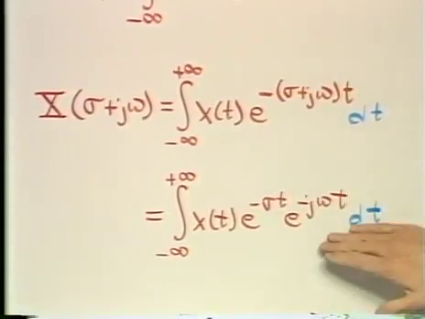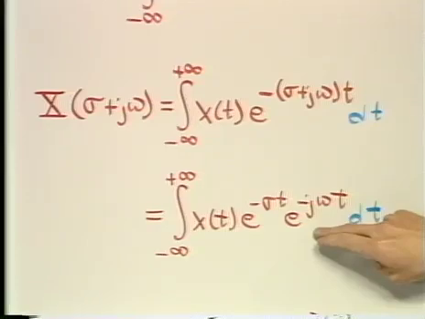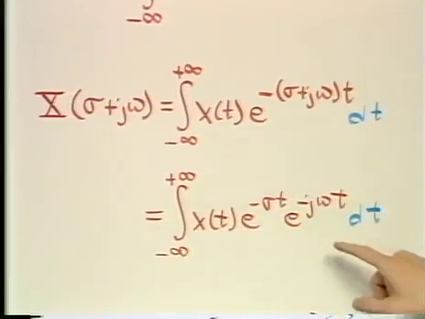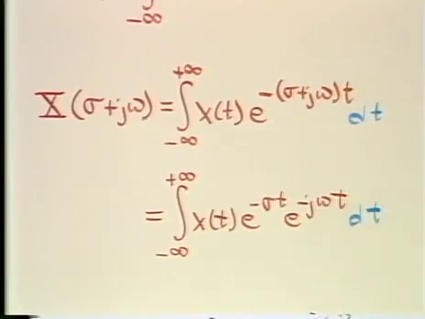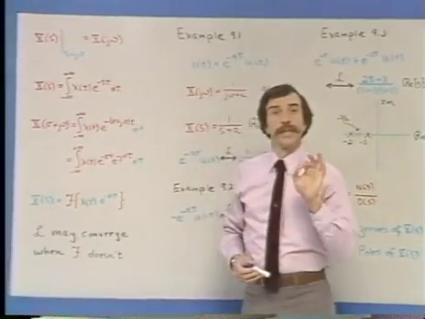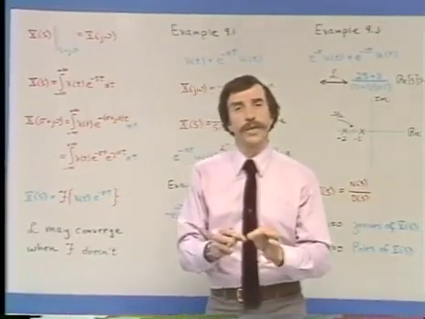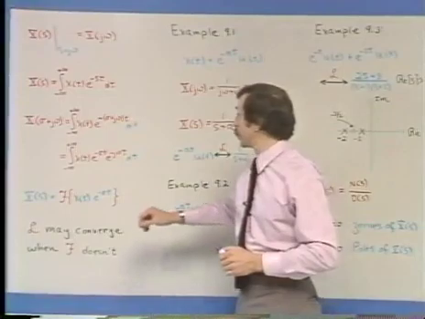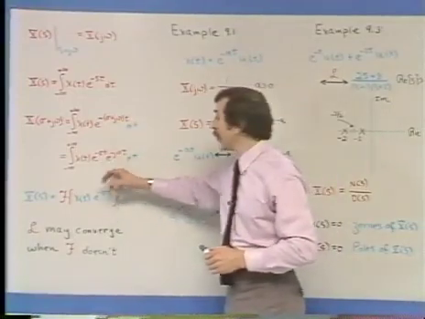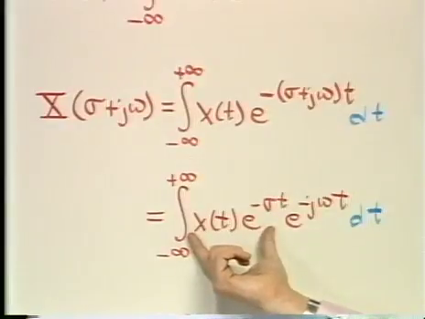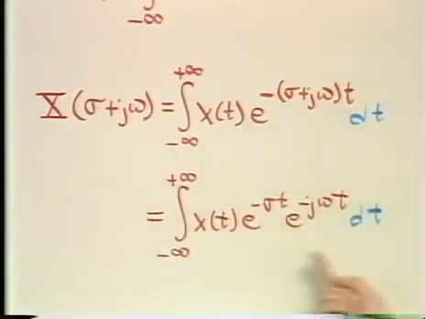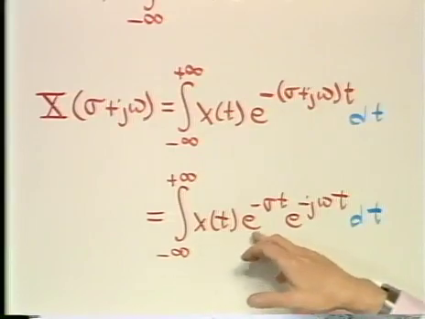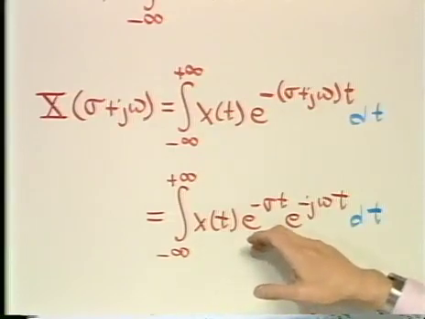And now when we look at this, what we observe is that this, in fact, is the Fourier transform of something. What's the something? It's not x of t anymore. It's the Fourier transform of x of t multiplied by e to the minus sigma t. So if we think of these two terms together, this integral is just the Fourier transform of x of t multiplied by an exponential.